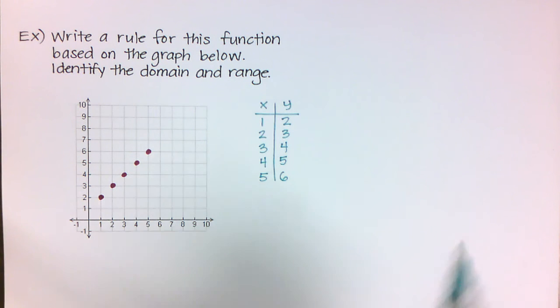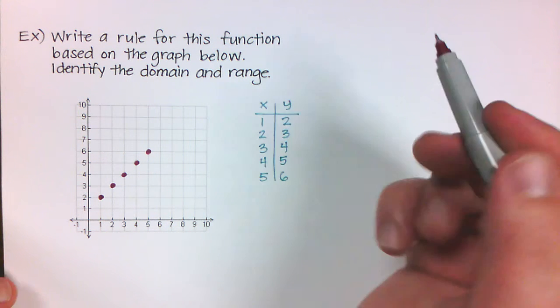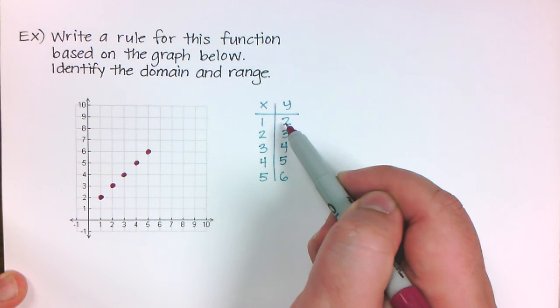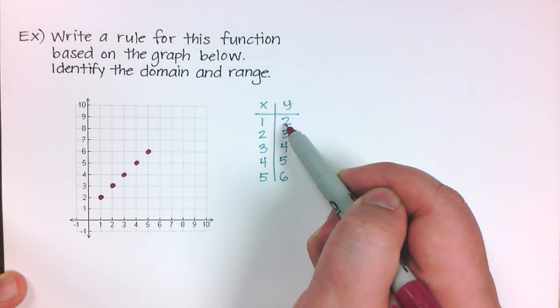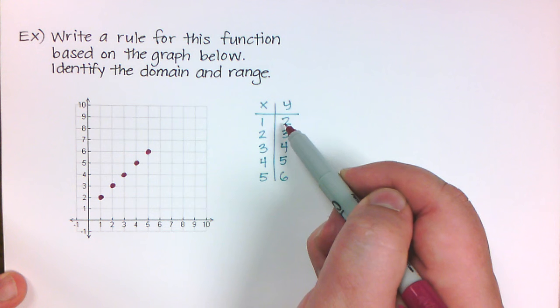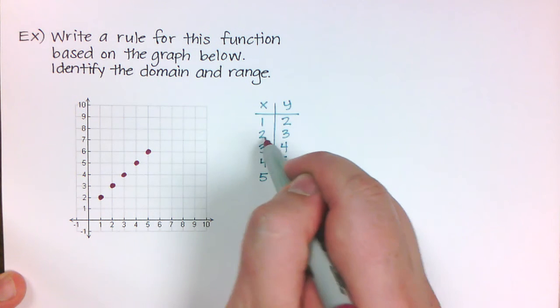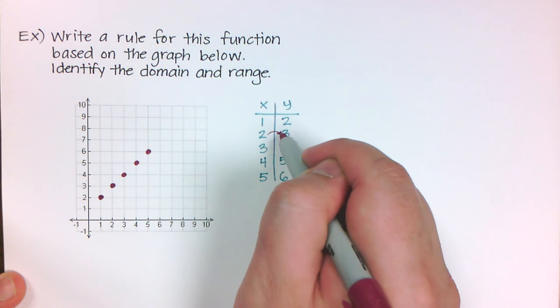Okay. So what we're trying to look for now is we're trying to look for a pattern between the x's and the y's. So how did this 1 change into 2? Did I multiply it by something? Did I add something? Well, I could have added 1 or I could have multiplied by 2. So let's check out these other ones to see which it could be. To make 2 into 3, it looks like I'm adding 1.